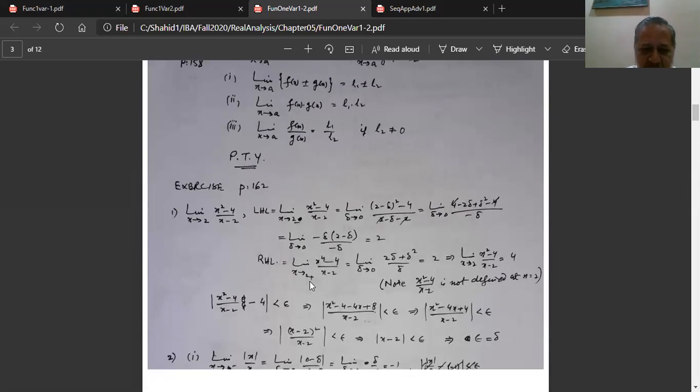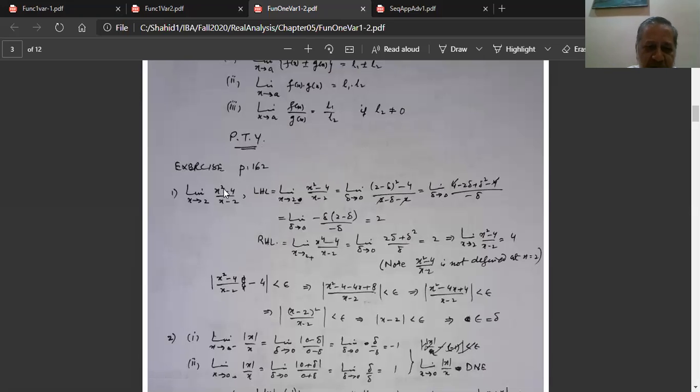I've considered some more examples. Evaluate the limit of x squared minus 4 upon x minus 2. The procedure of finding the limit is described in terms of 2 minus delta and 2 plus delta for the left-hand side and for the right-hand side. And from the two sides, the limit does not come out to be the same.